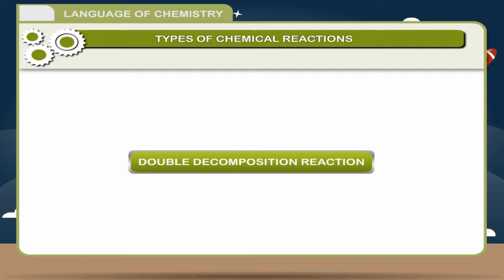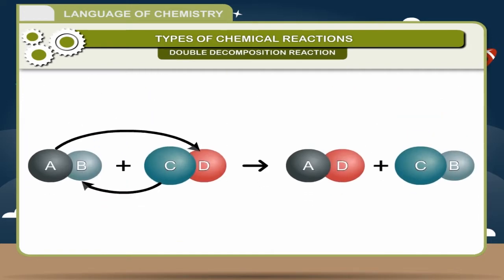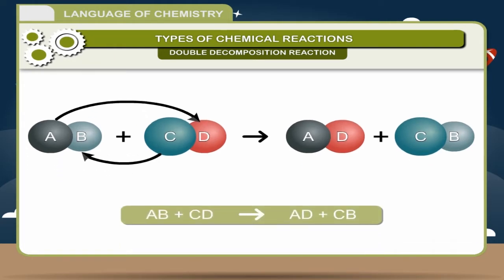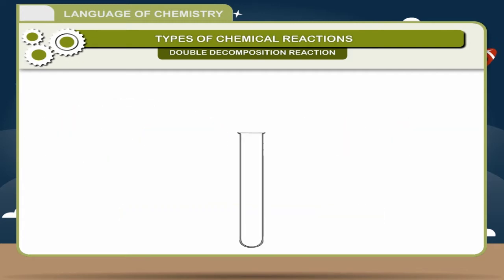Double decomposition reaction. In this reaction, two compounds take part, both are decomposed, and two new substances are formed by an exchange of radicals. These reactions are of the type AB plus CD gives AD plus CB. In these reactions, generally both the original compounds are soluble in water, and one of the products formed is soluble and the other insoluble in water.